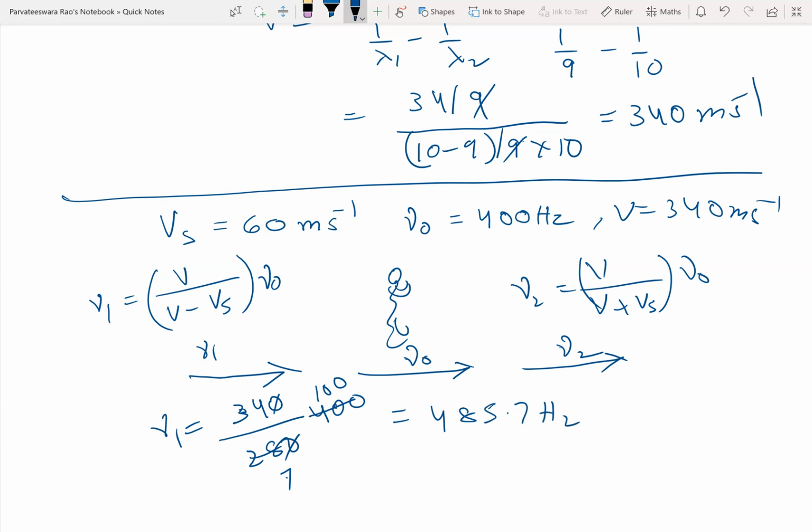And coming to this, 340 by 340 plus 60, 400, into 400. So 340 hertz. And while crossing, it is 400 hertz.